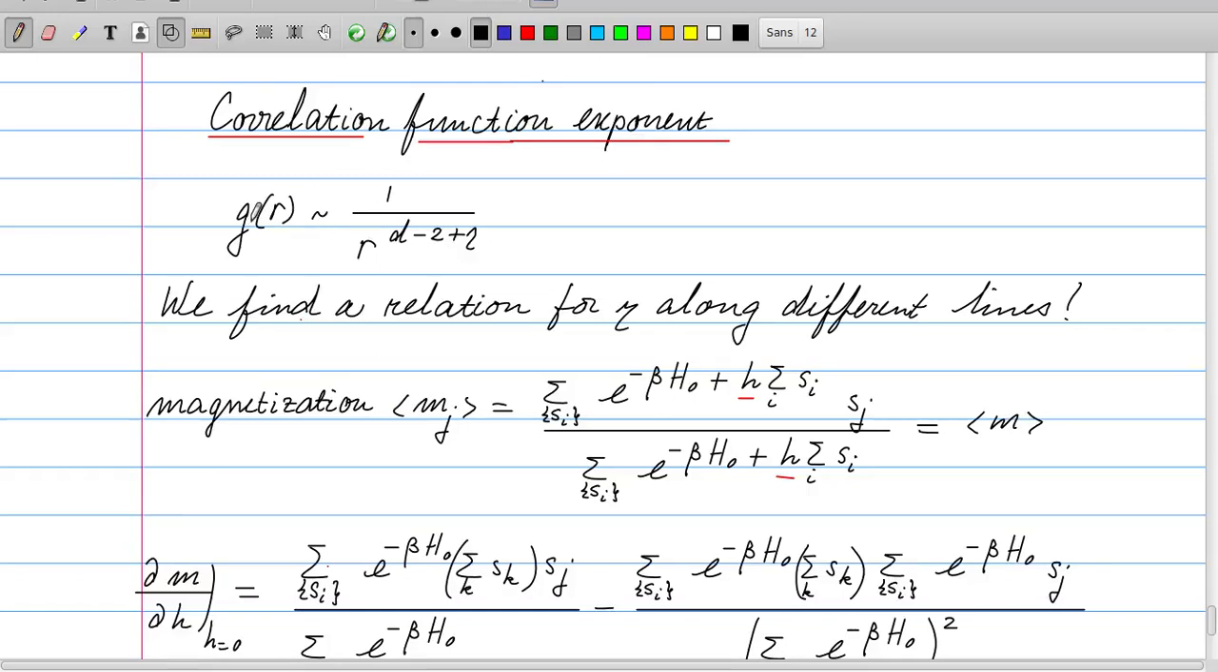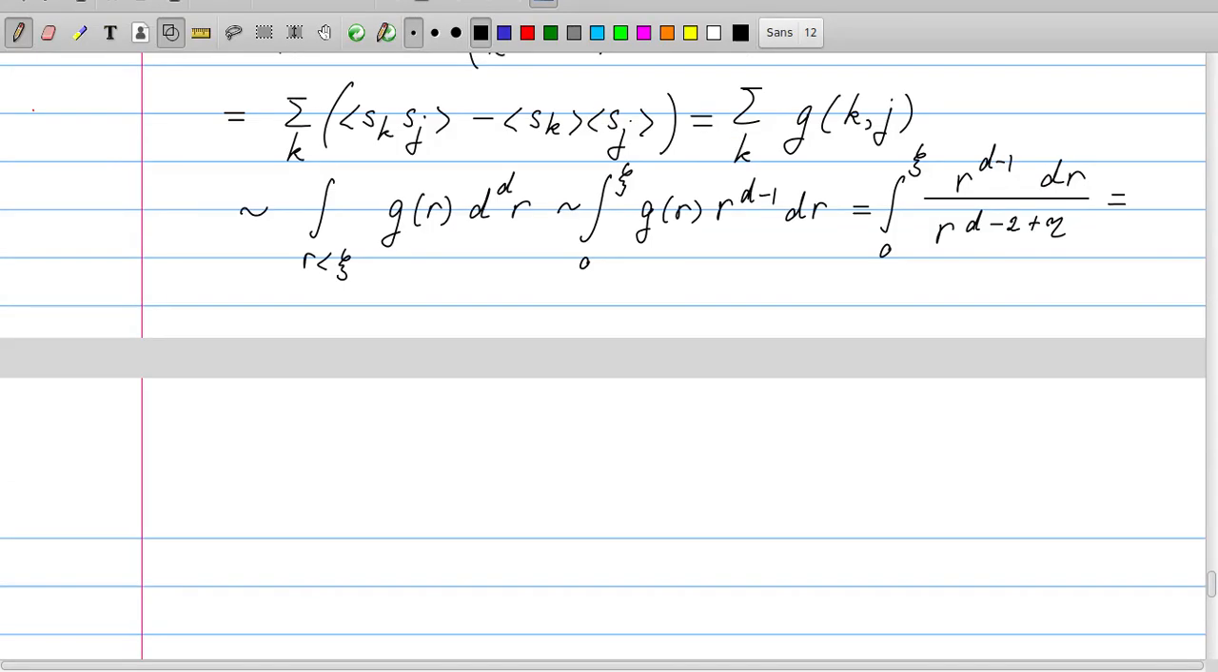In fact, I have written here that the correlation function has this behavior that's true at the critical point. If we are just below the critical point, then this holds only for r smaller than xi. And because xi, the correlation length, diverges at the critical point, this equation is always correct. But normally we have the algebraic behavior for distances smaller than xi, and after that there is an exponential cutoff.